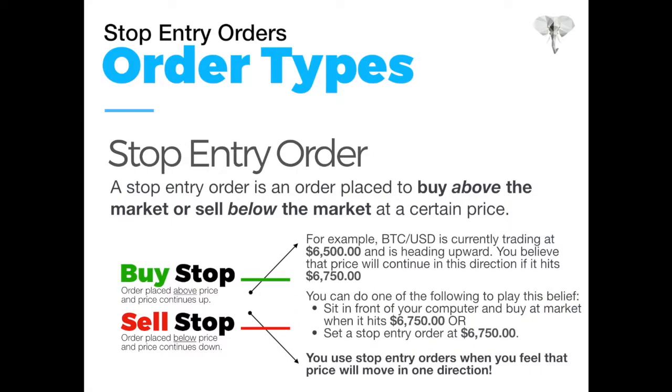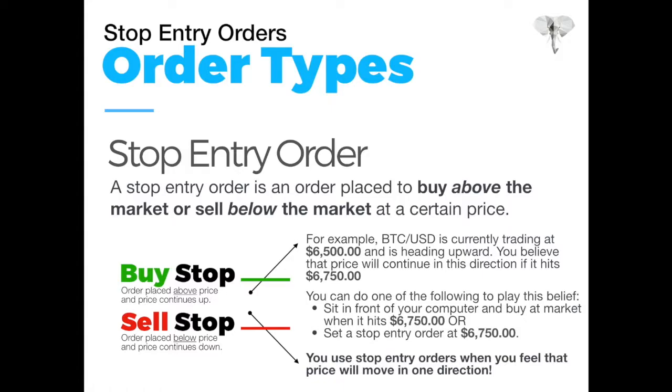Next one is a stop entry order. A stop entry order is an order placed to buy above the market or sell below the market at a certain price. Another example is going to be Bitcoin USD is currently trading at 6,500 and it's heading upward. You believe that the price will continue in that direction and it's going to hit 65.50. You can do one of the following to play this belief. You can sit in front of your computer all day, like I said, like a hawk, and buy at the market when it hits 65.50, or you can set up a stop entry order at 65.50. And right here in the bold I have on the bottom, it says you can actually use stop entry orders when you feel like the price is going to continue moving in that one direction.